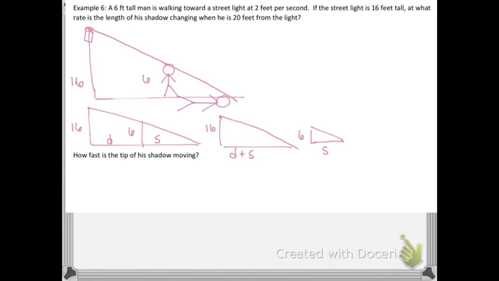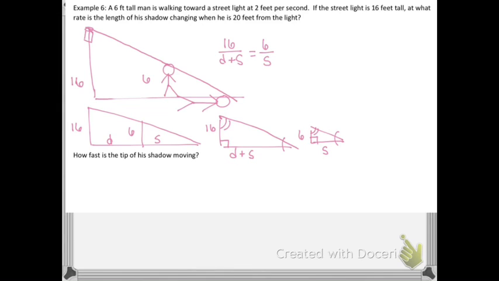Now these are similar triangles by angle, angle, angle. These are equal angles because they're the exact same angle. These are equal angles because they're both right angles. And so that would leave these angles have to be equal since the angles in a triangle add up to 180. So those are similar triangles by angle, angle, angle. Let's go ahead and set up a proportion that relates the sides of these similar triangles. So 16 over D plus S, the ratio of height to base, equals the ratio of height to base, 6 over S.